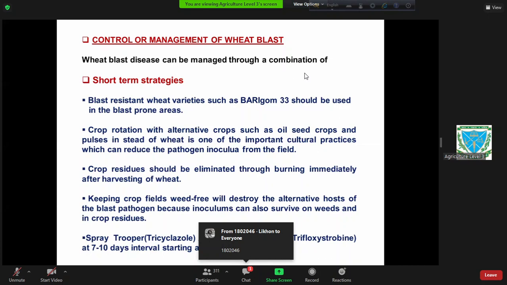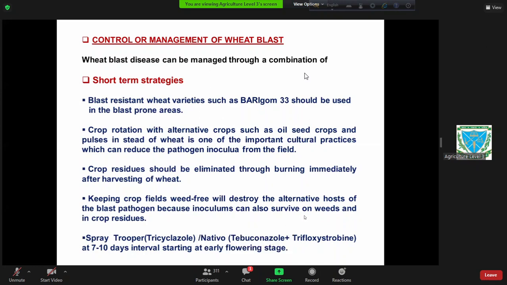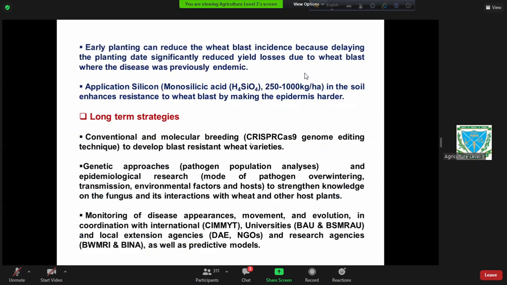Ingredient tebuconazole and trifloxystrobin. And you have to spray at 7 to 10 days interval starting in the early flowering stage. These are the short-term strategy: resistant variety, rotation, sanitation, and weeding with chemical fungicides. Early planting also helps to avoid wheat blast epidemic. In addition, there are some researches explained that if you apply silicon as fertilizer, it enhances the resistance in wheat against wheat blast pathogen. So silicon application is another way.